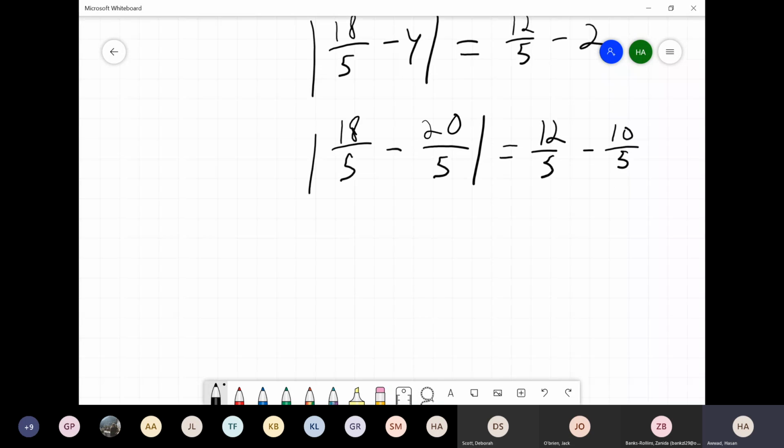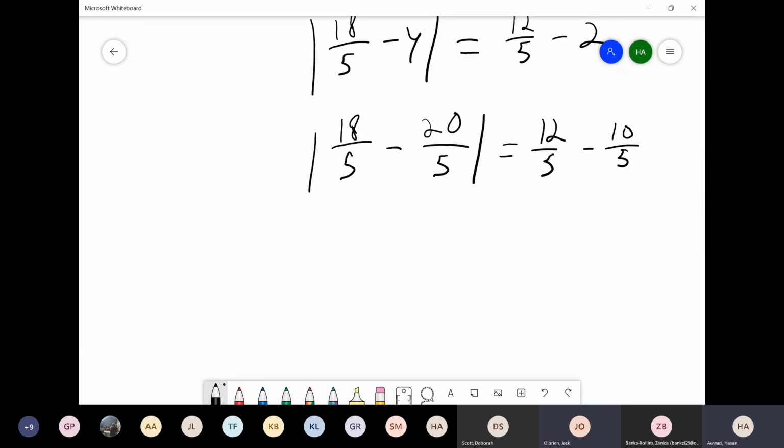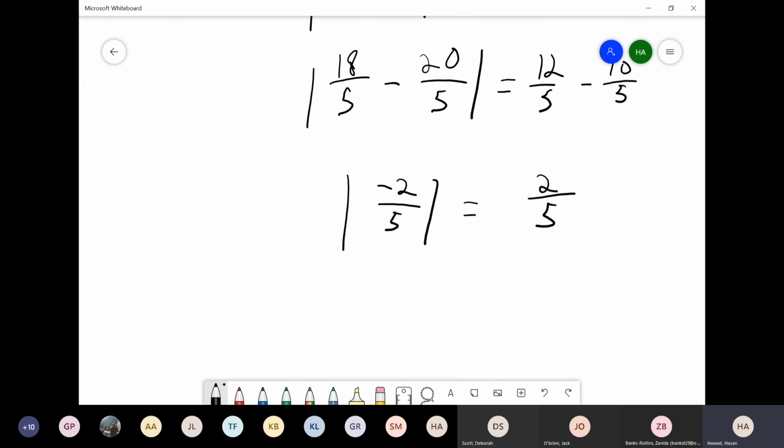You guys were awesome. So 18 fifths minus 20 fifths, we keep the denominator the same, so that means we just subtract the numerators, and that is going to give us negative 2 over 5 inside the absolute value. And then over here, same thing, right? We're just going to subtract the numerators, and so that's basically 12 minus 10, which is 2, same denominator, over 5. And now absolute value of negative 2 fifths is positive 2 fifths. So positive 2 fifths is equal to 2 fifths. Hooray! This one also works out.